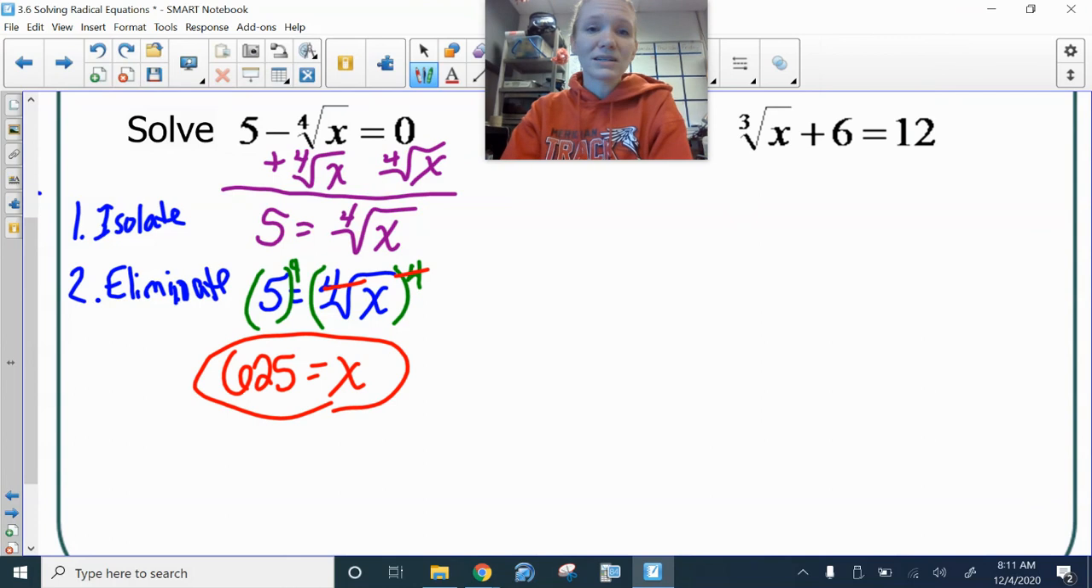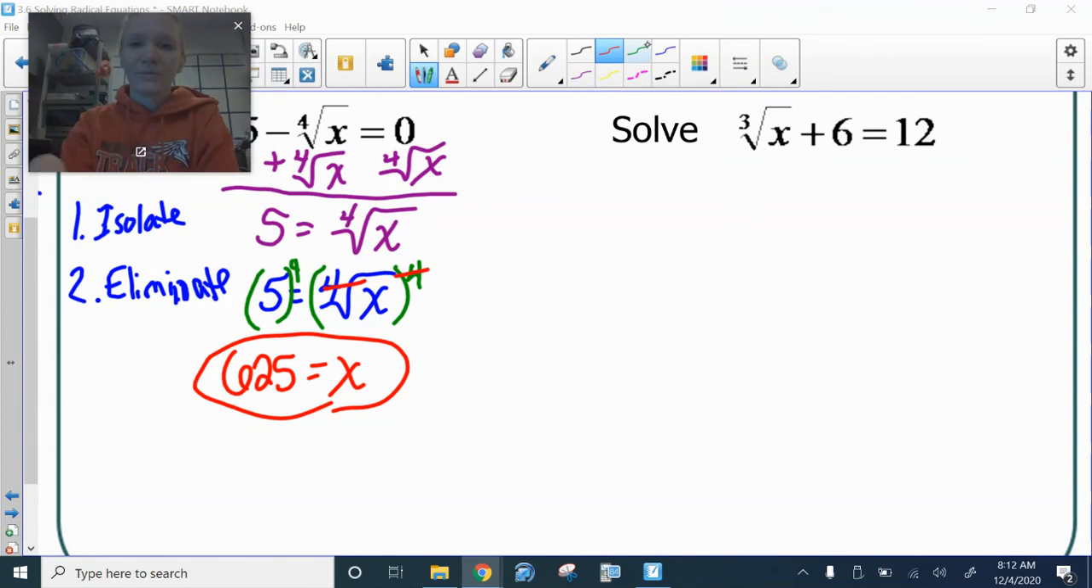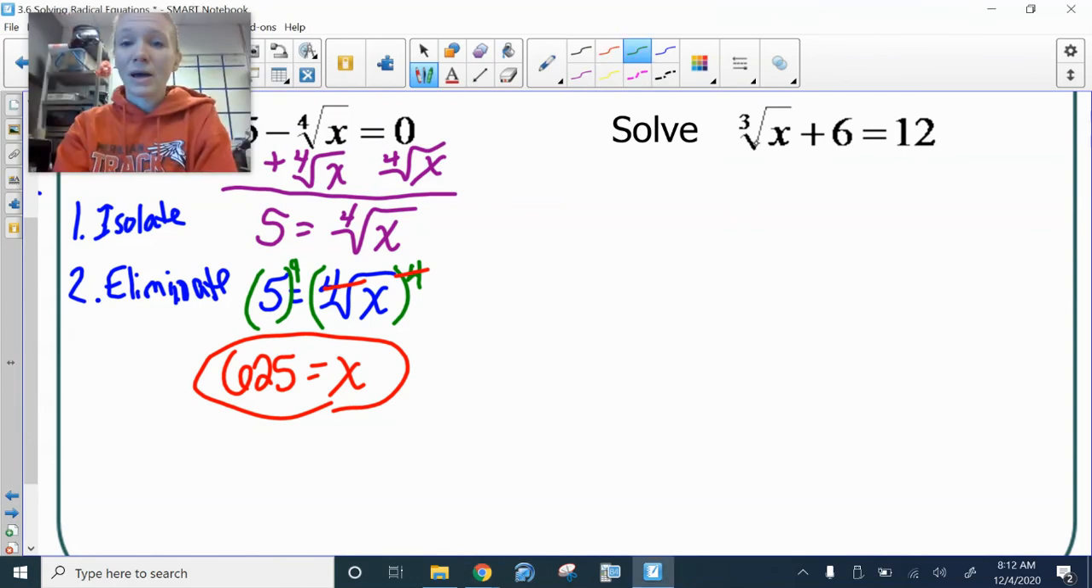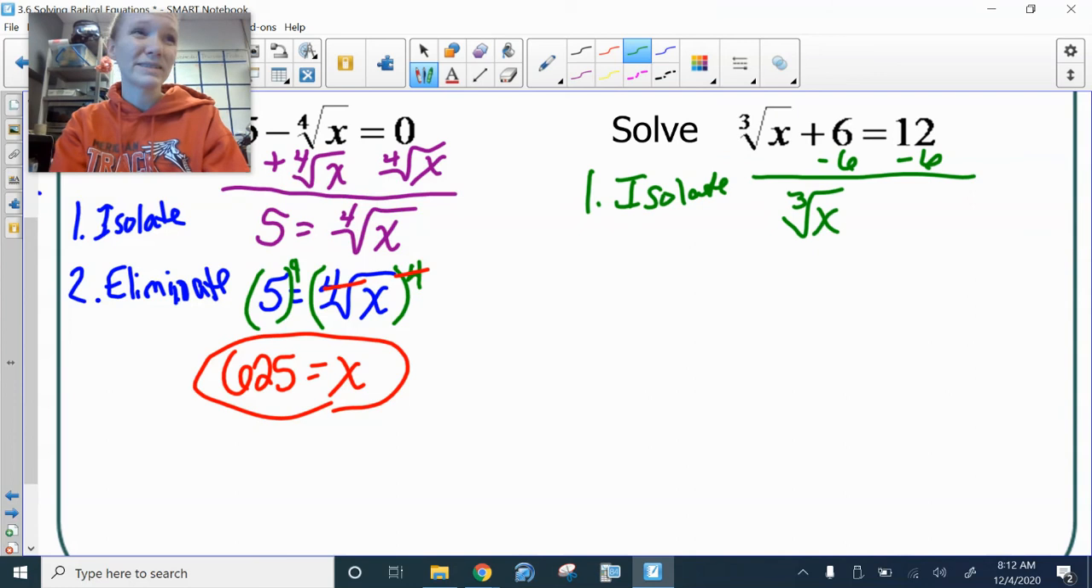So the next one is basically the same thing. I got to move myself over here. There we go. I wanted different colors. I want to isolate. So step 1, isolate. So I need to get rid of that 6. The cube root of x is already a positive, so I'm not going to move it anywhere. So now I've isolated. That's my first step. Done.